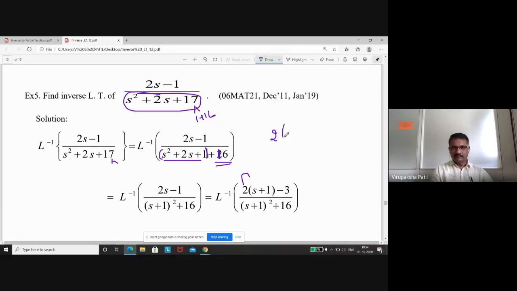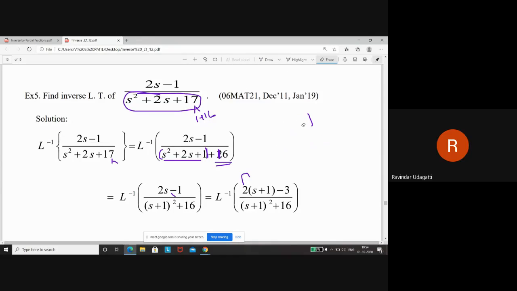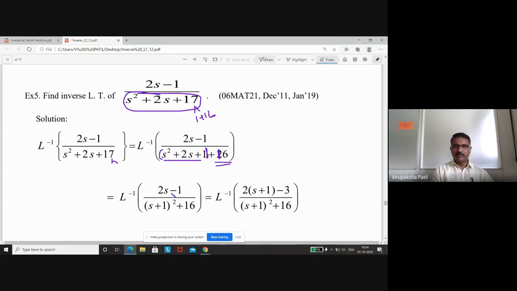See, I'll write here. If you take this 2 inside first, it becomes 2s plus 2. But what we want here is minus 1. So we have to take a minus 3 here to balance this. By taking this minus 3, the original thing will be retained as it is. Is that clear? Yes, sir. Okay. Like this, you have to make the manipulation.